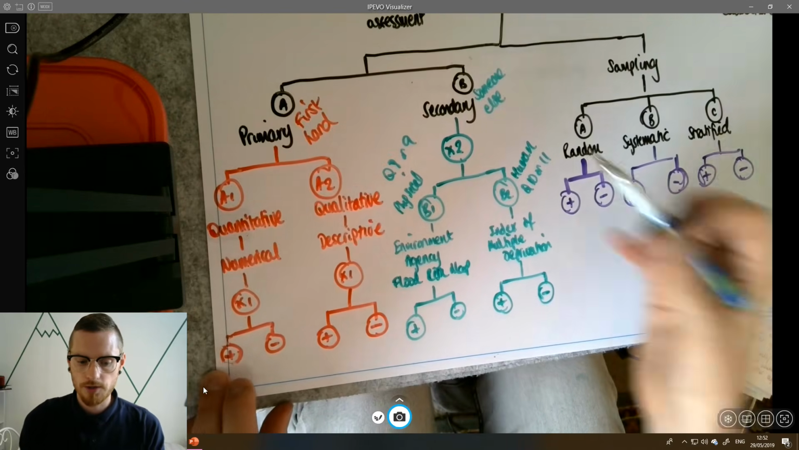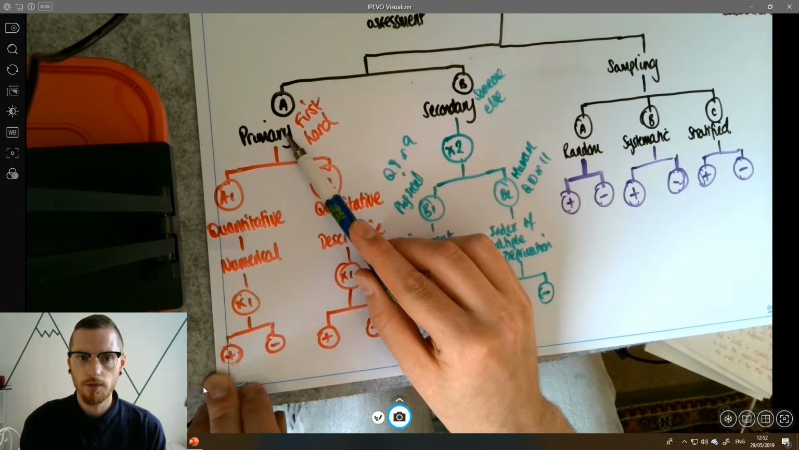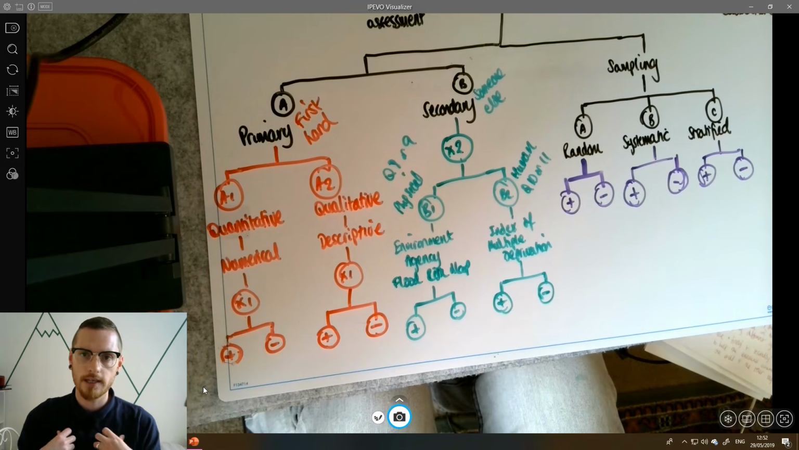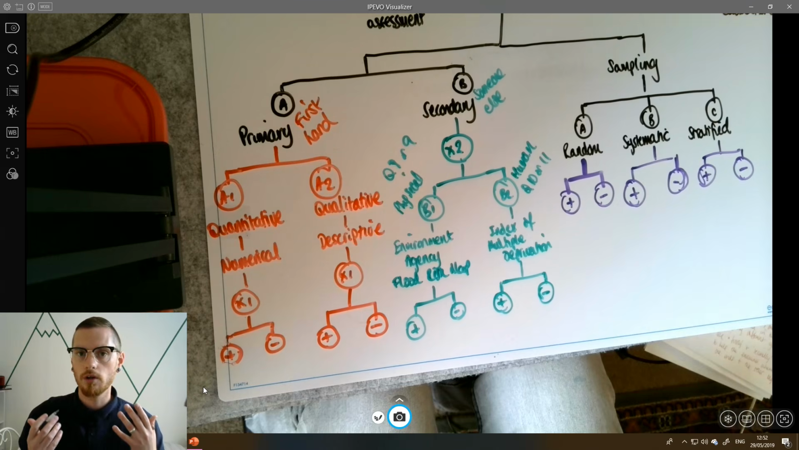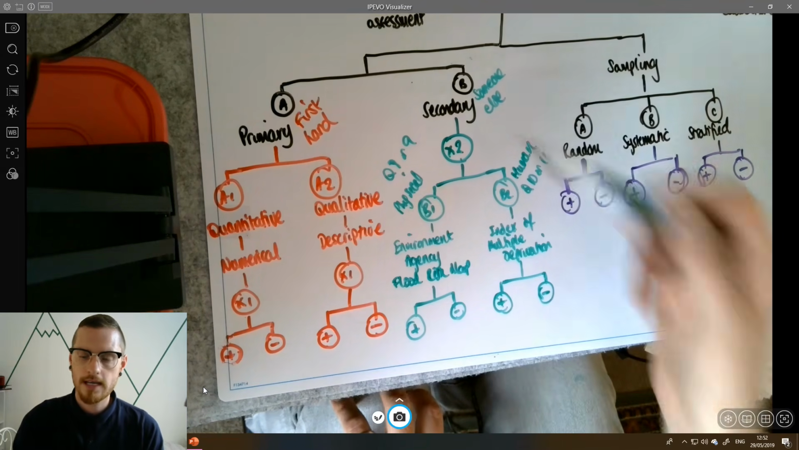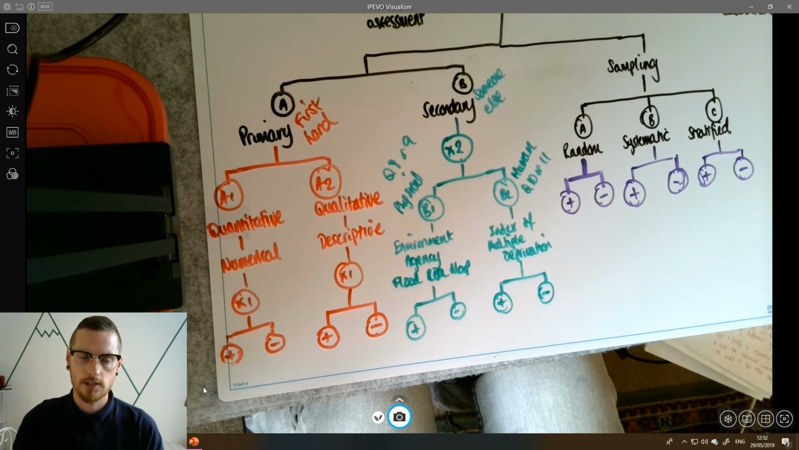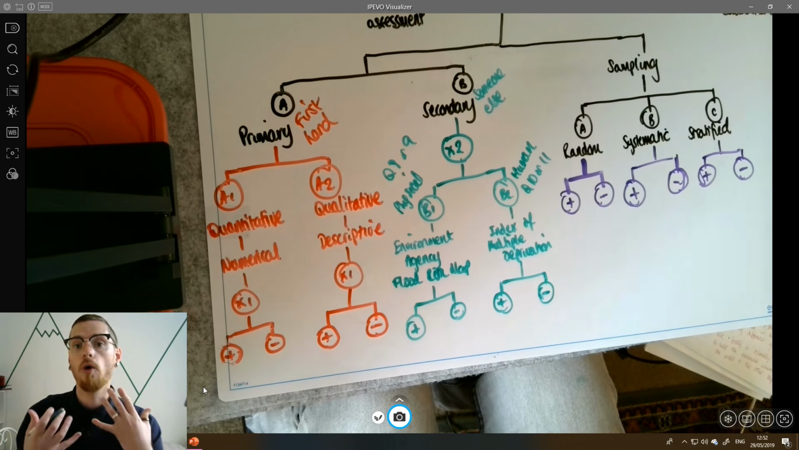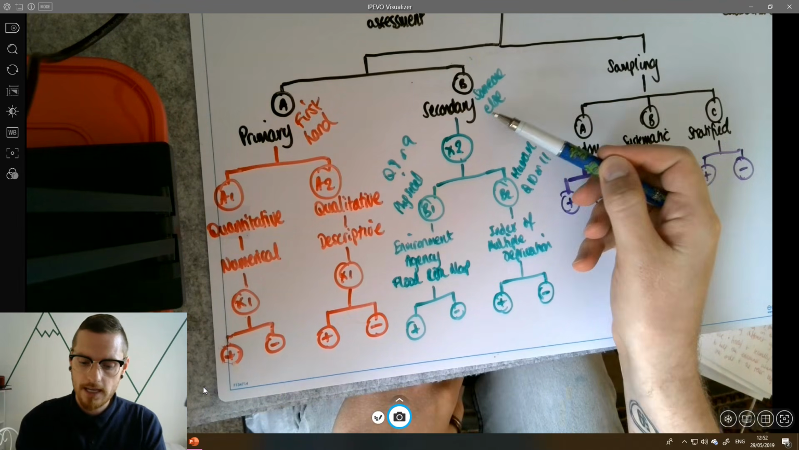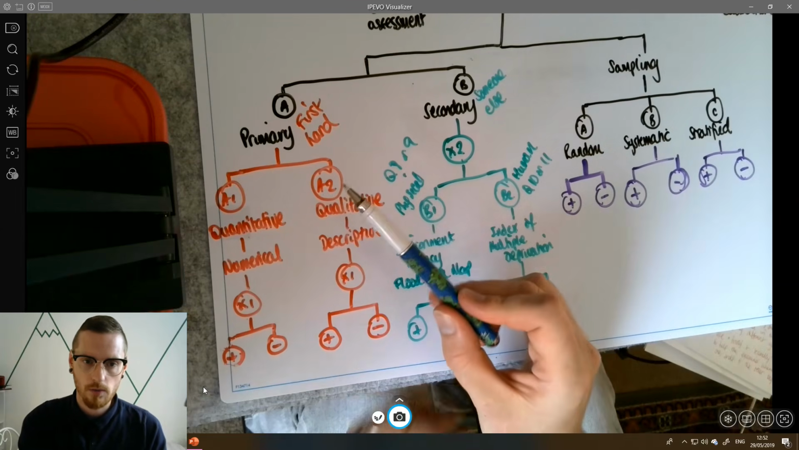So what do you need to know? First off, you need to know your primary and your secondary data. So primary is what you personally collected. So for example, you went out and did a questionnaire, okay? Secondary is what someone else has collected. So that's where you've used, I don't know, a blog from a website or a book. So secondary, someone else collected it.